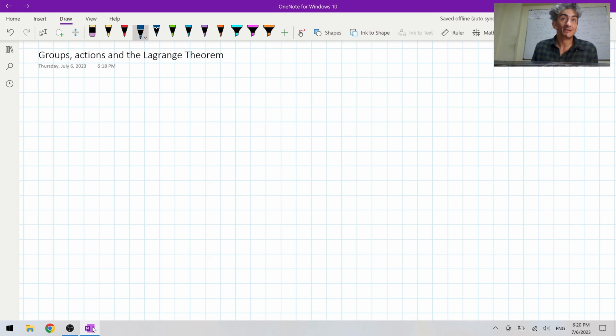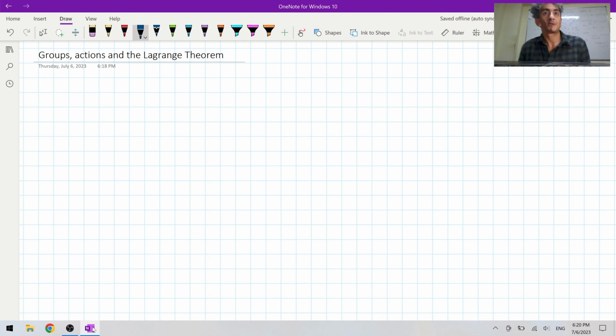Mathematics in Lambda class. In this episode, we're going to discuss groups, actions, and the Lagrange theorem. Groups are a very important mathematical structure in classical and modern mathematics, and they appear everywhere, and we have been using groups without naming them for quite a bit now.